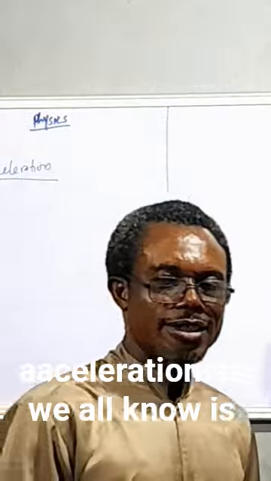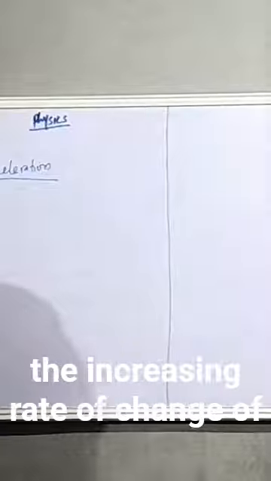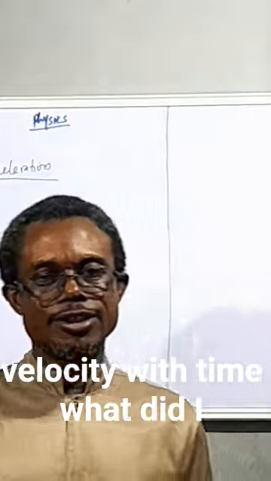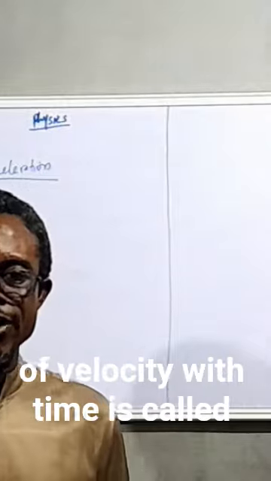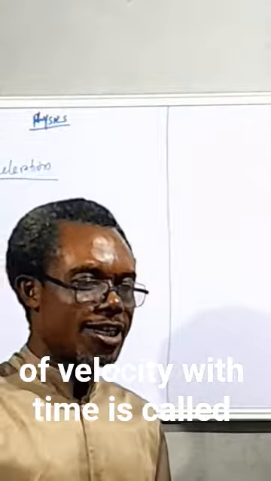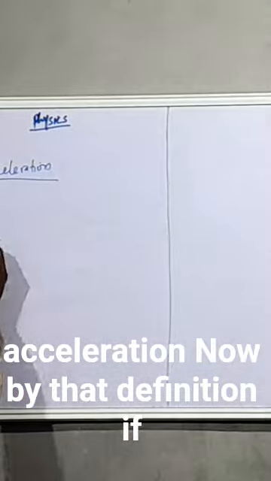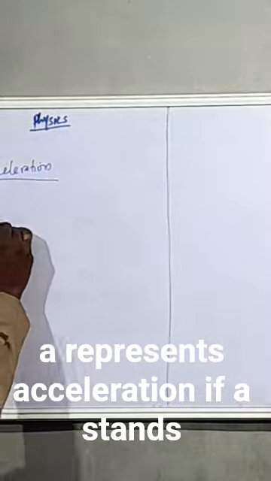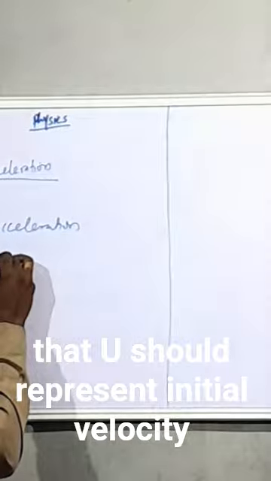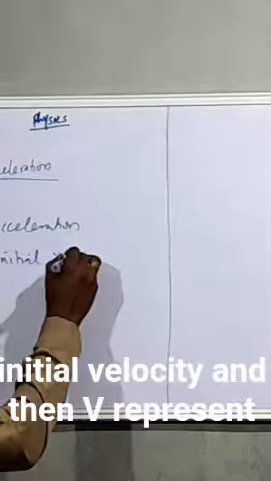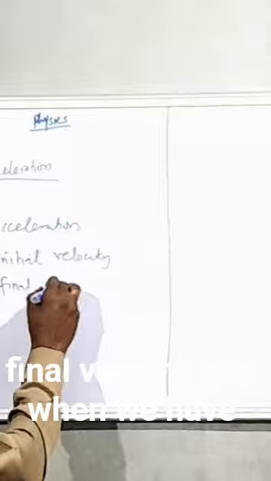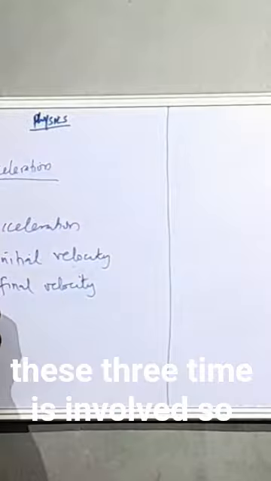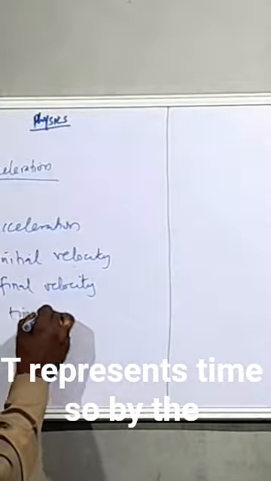Now, acceleration, as we all know, is the increasing rate of change of velocity with time. What did I say? The increasing rate of change of velocity with time is called acceleration. Now, by that definition, if A represents acceleration, then U should represent initial velocity, and V represents final velocity. And when we have these three, time is involved, so T represents time.